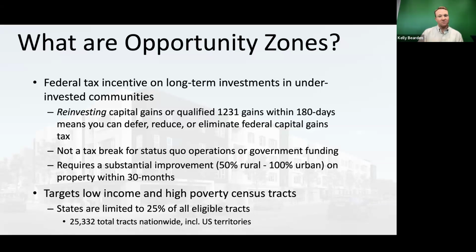The zones themselves target low income and high poverty census tracts. Each state is limited to 25% of all eligible tracts. That is approximately 25,000 tracts nationwide, including U.S. territories. For the County of Kern, we have approximately 101 eligible census tracts. That eligibility is determined by the Census Bureau and the federal government, passed on to us. And the state is asking us to identify our most attractive, our most competitive census tracts. Because the state is limited to 25% of eligible tracts, we are limiting ourselves to nominating approximately 25% of our tracts. That leaves us with about 25 or 26 to submit to the state.